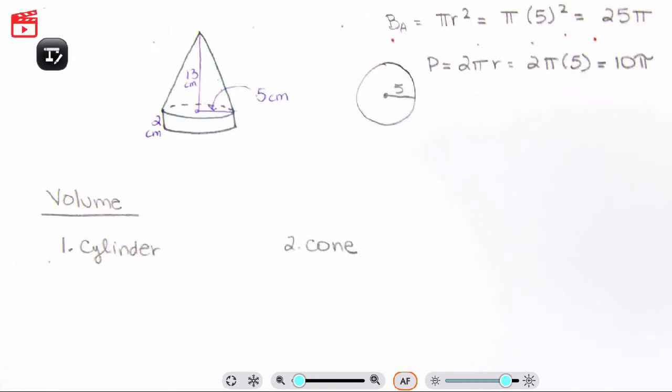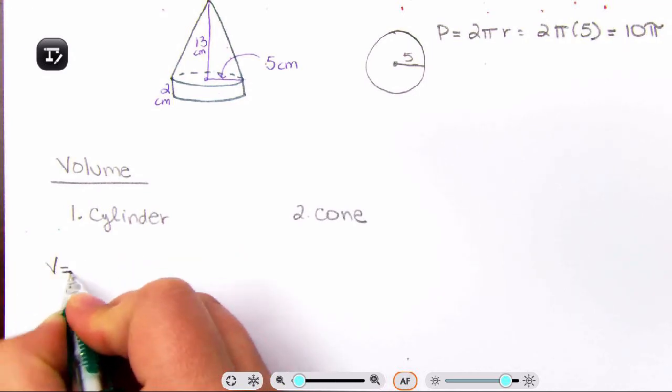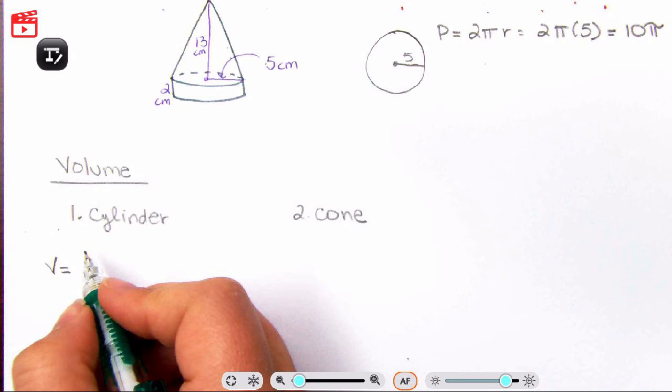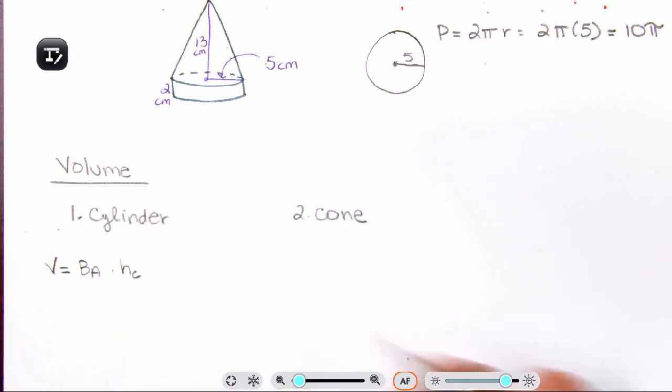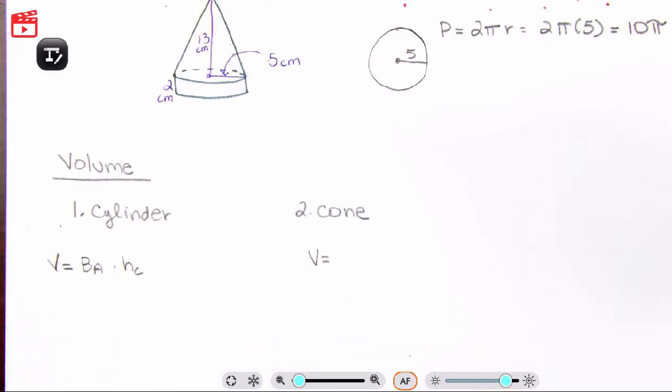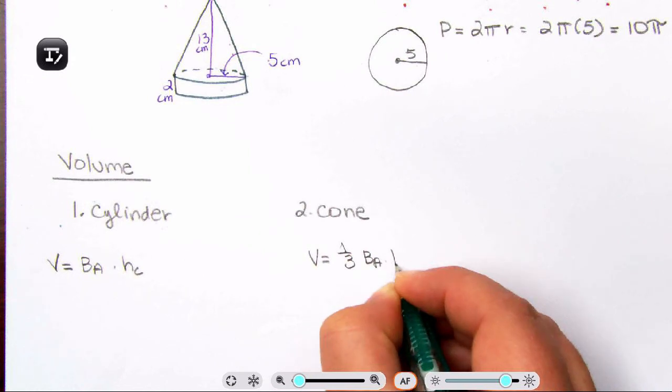All right, let's write out our formulas for volume. Volume is, for a cylinder, the same thing it was for the prism. It's the area of the base times the height of your cylinder. Now for the cone, it's different. A cone is the same as a pyramid. So the volume of a cone is 1/3 times the area of the base times the height of your cone.